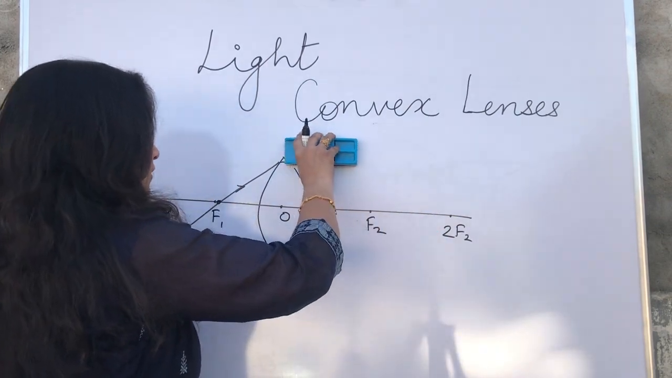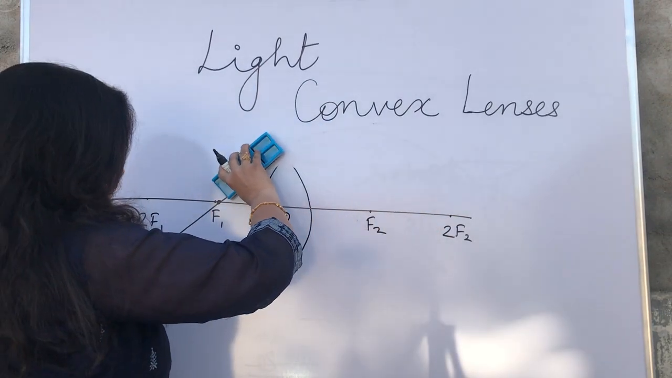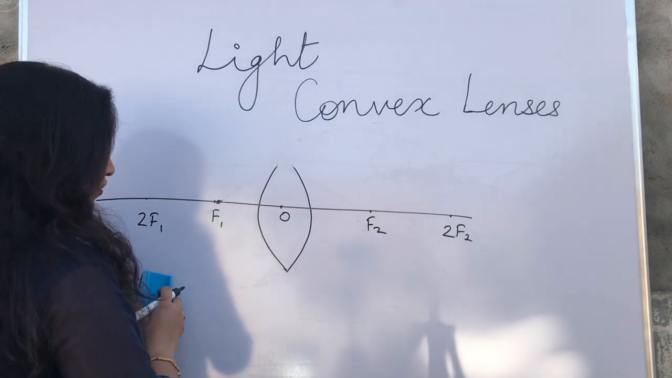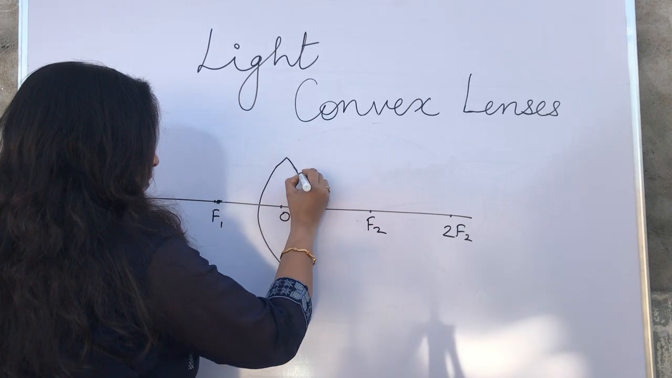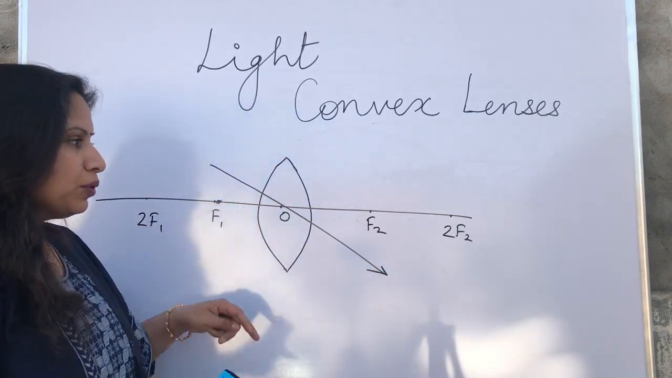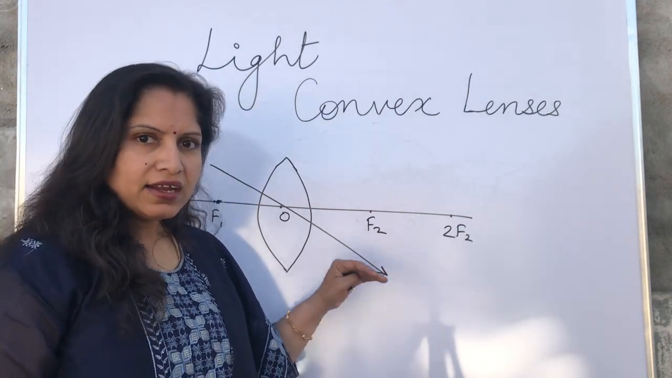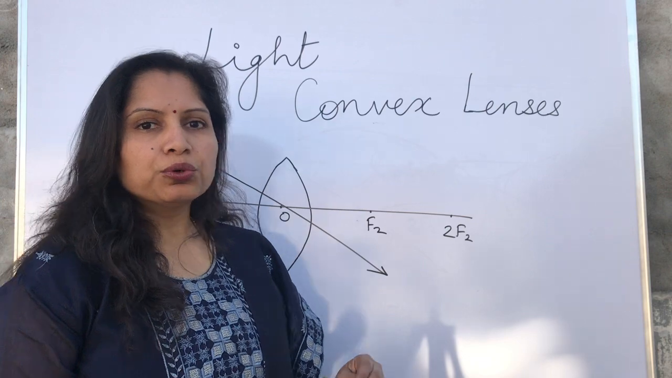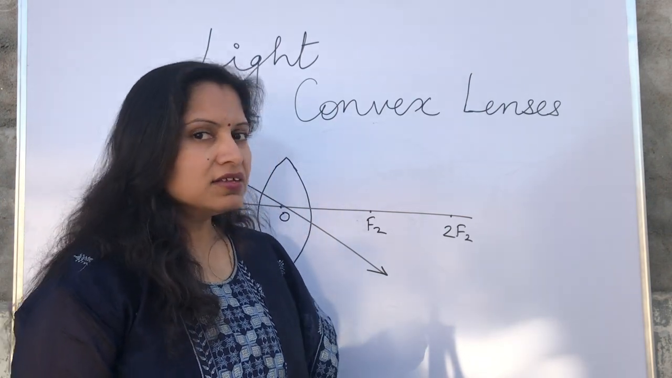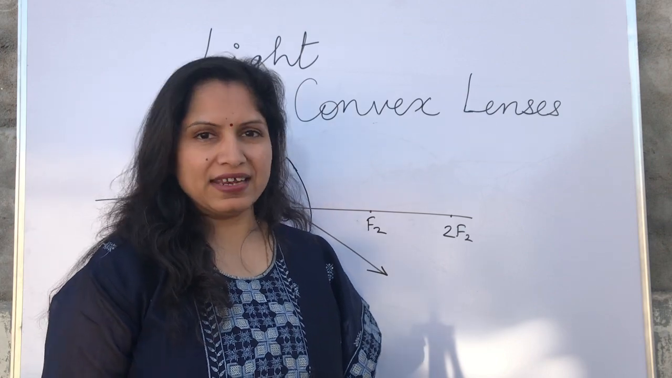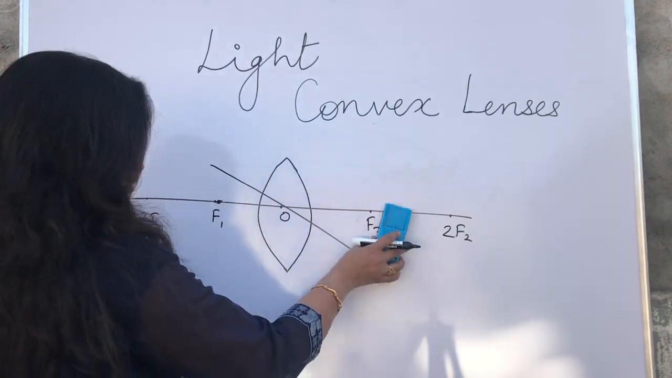And now the third rule, again a very simple one. Any ray of light passing through the optical center will go undeviated. It will just pass straight, it will not diverge. It will go undeviated. Okay? So using these rules, we are going to draw the ray diagrams of convex lenses right now.